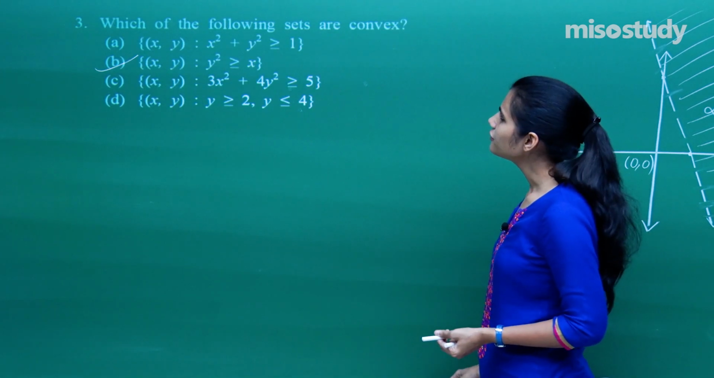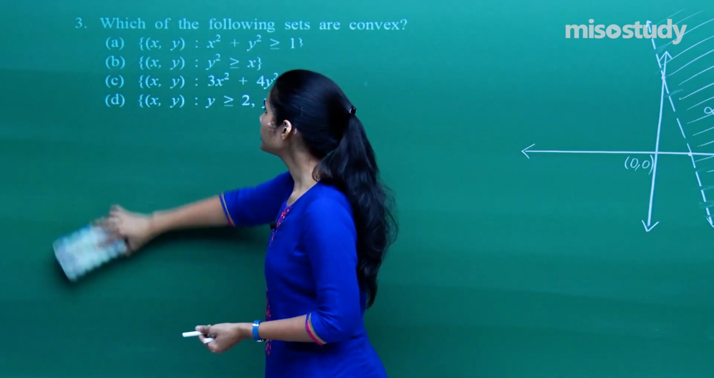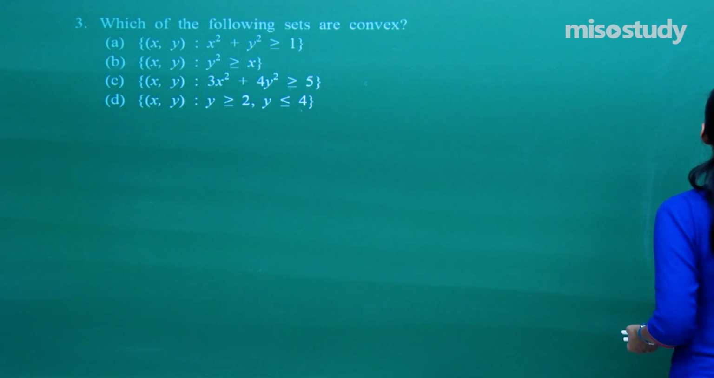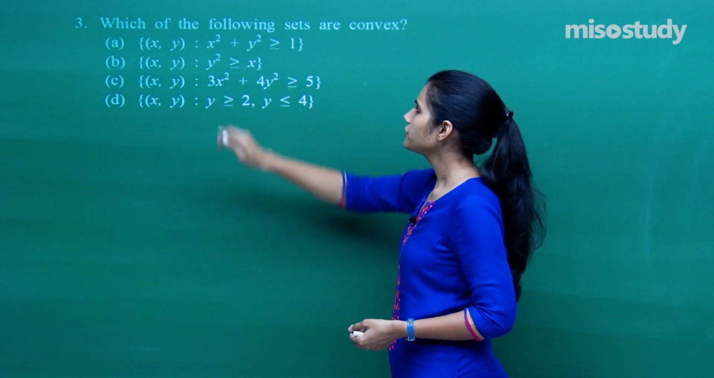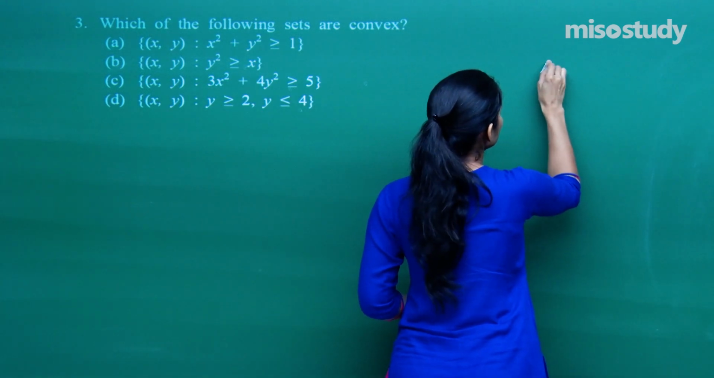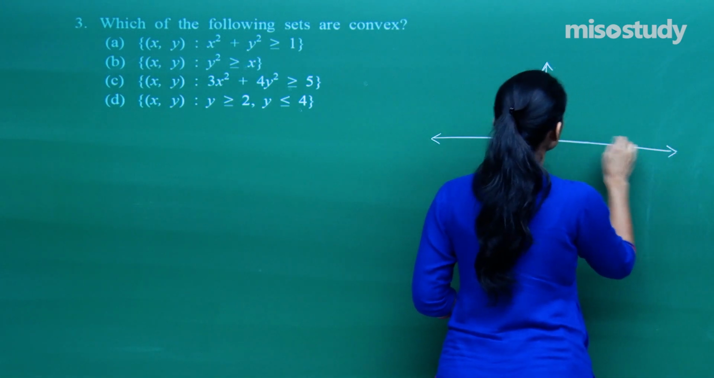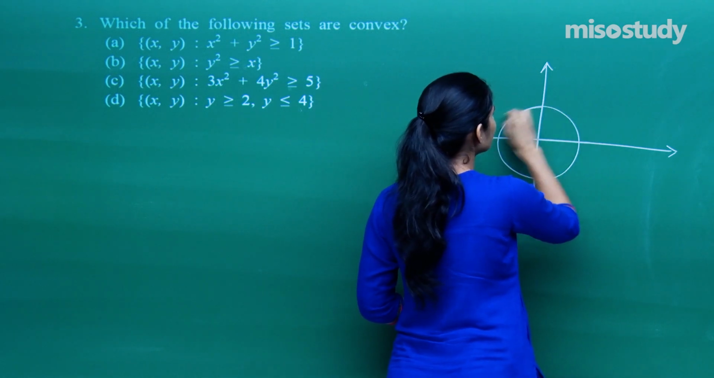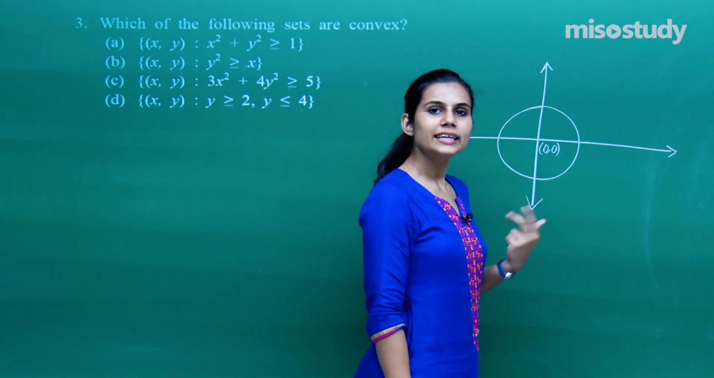Next question we have, which of the following sets are convex? Now see, this is pretty important to realize what a convex set is. So if I talk about the first set, it is all the ordered pairs for which x square plus y square is greater than equal to 1. If I talk about equal to 1, x square plus y square equal to 1 is actually a unit circle centered at origin. This is x square plus y square equal to 1.